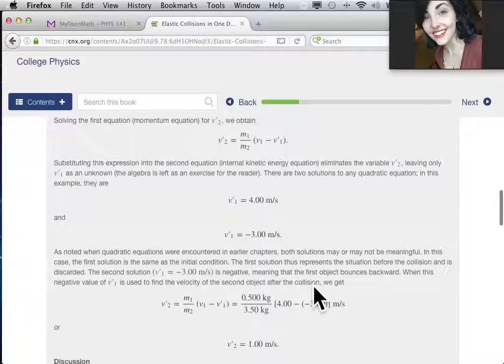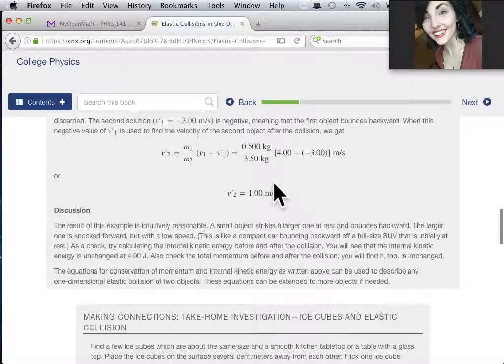So what they do is they plug that negative 3 into the equation that they solved for v2 prime, and then they get 1 meter per second for v2 prime. And then you can plug those back into both equations and find out that they both work just fine. That one makes more sense.